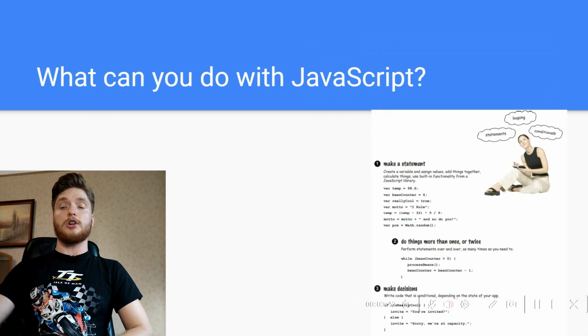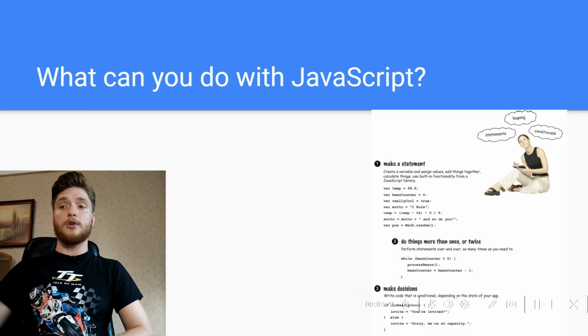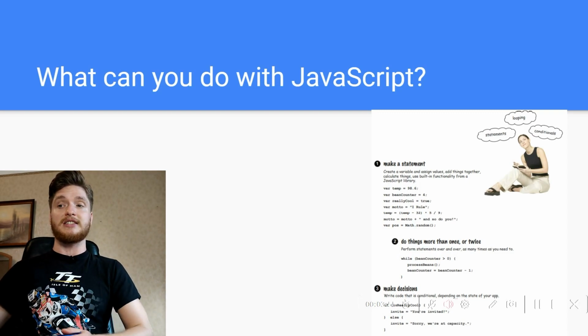Second, do things more than once or twice. Perform statements over and over as many times as you need to. And third, make decisions. Write code that is conditional depending on the state of your app.